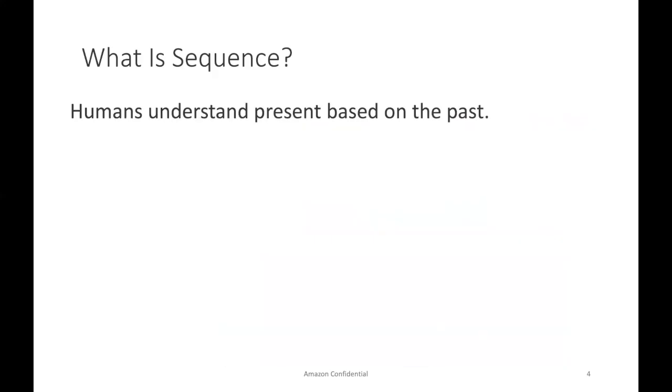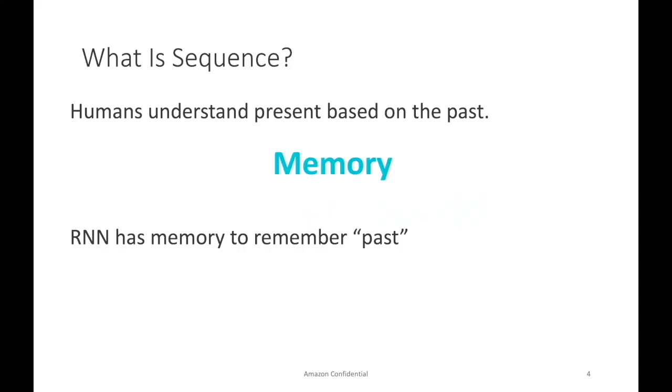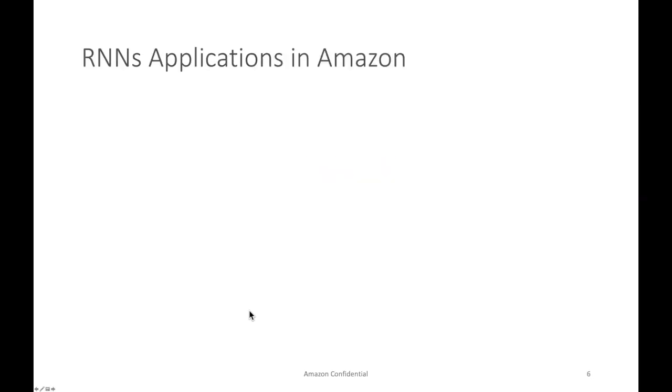Now, how do humans understand a sequence? We basically understand a sequence by remembering what has happened in the past. So we use the past to understand, and RNNs also have something called memory. The RNN uses this memory internally to store what has happened in the past and keep some context of the past, and uses that to make sense of the data that comes in the current time step.